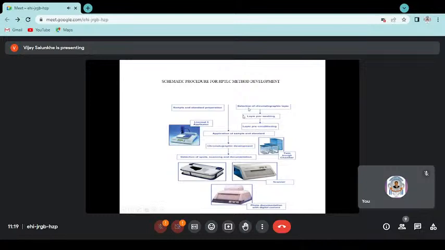For this, pre-coated aluminum silica gel 60 F254 plates are available, and you can apply the spot of sample and standard with the help of this Linomat applicator. After application of the spot, remove that plate, place that plate in this twin trough chamber, just like in case of TLC, and allow the mobile phase to run in an ascending order, placing the plate at a 45 degree angle.